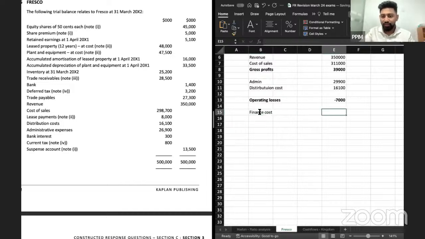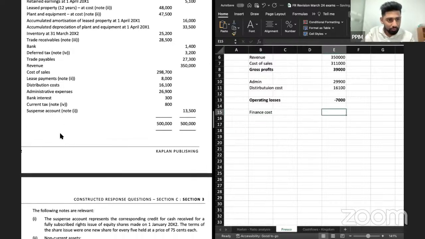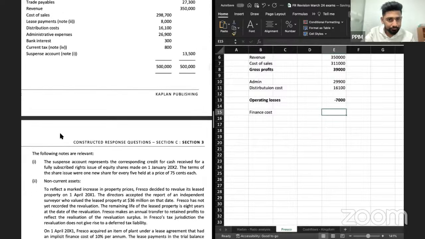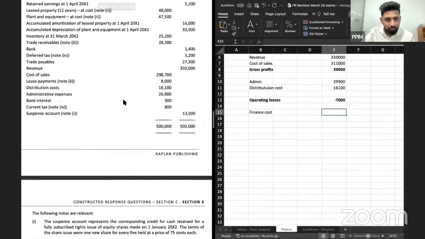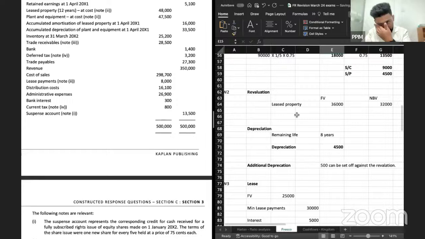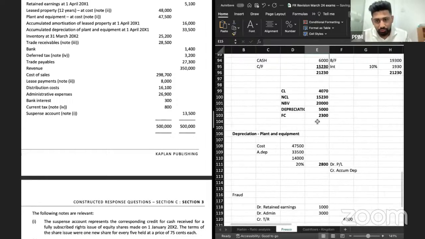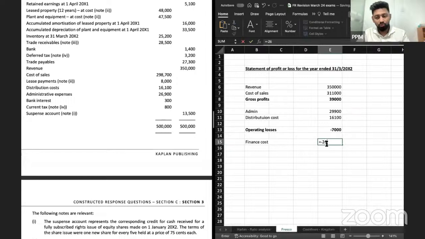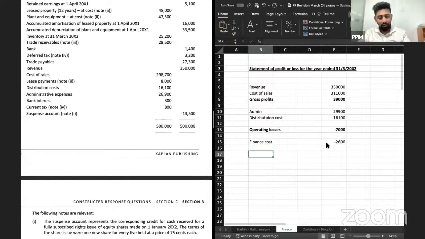Next, I've got finance cost. How much is my finance cost? Let's go back. We've got 300 here. And we also did a calculation. Finance cost 2,300. 2,300 plus 300 gives me 2,600, equals minus 2,600. Therefore, my profit before tax will be 9,600.